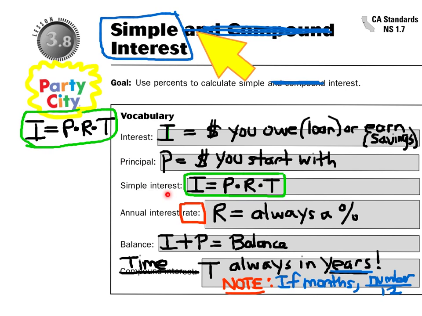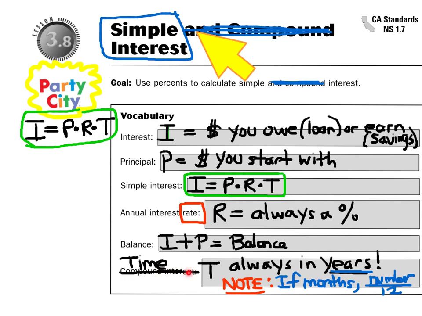And the simple interest formula is the I-party. I equals P times R times T. And then the annual interest rate, the R, the rate, is always given to us as a percentage. And to figure out the balance in your account, you would take the interest plus the principal, and that would give you the balance. Now, the only other letter that I didn't talk about was the T, okay?